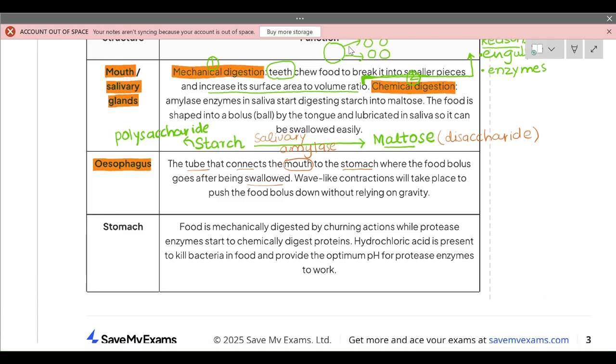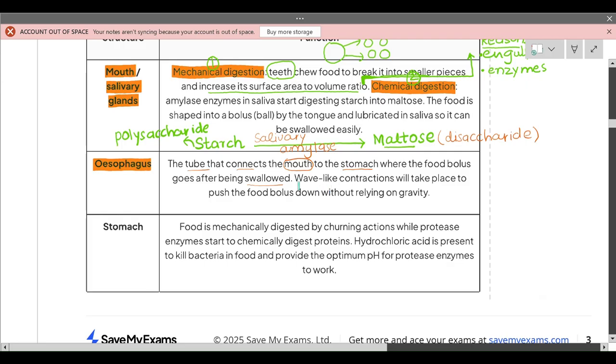Here is another important thing you need to learn: the movement of the food through the esophagus takes place with the help of wave-like contractions that make sure the food passes towards the stomach without relying on gravity. Can you please answer what is the name of those wave-like contractions and relaxations? I told you yesterday.